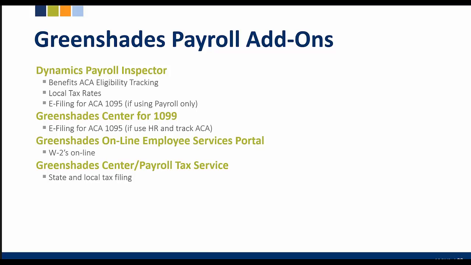The Greenshades Centers for 1099, so that you can use e-filing for ACA if you're using HR and track the Affordable Care Act using Greenshades. Greenshades also has an online employee service portal. Employees can actually access their W-2s from that portal. Greenshades also has a tax center as well as a tax payroll service, and you can use that when you're filing your employer, state, and local tax filings.